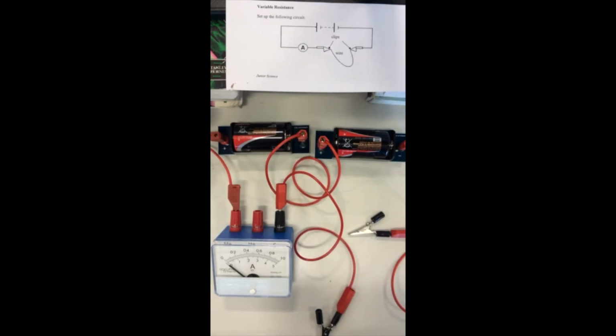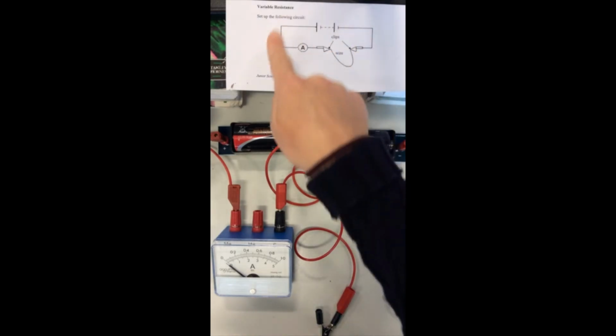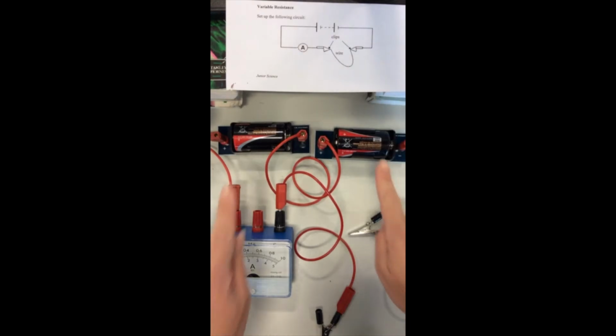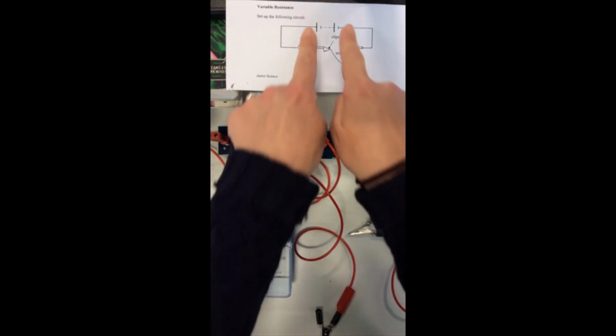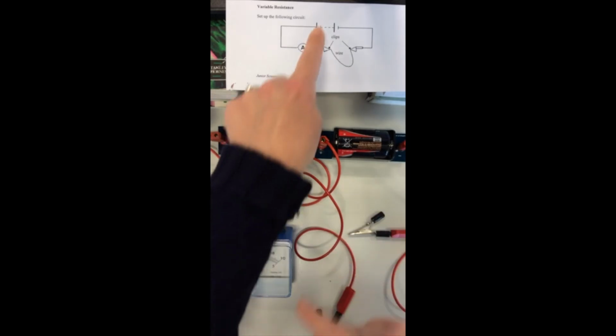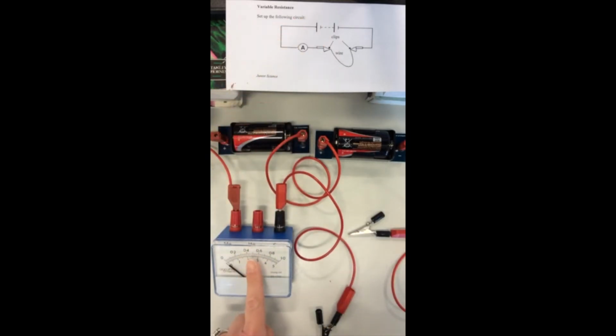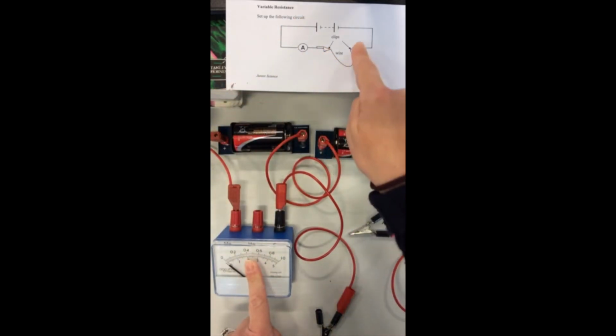Hi girls, at the bottom of page 8, you've got another circuit diagram and it's got the heading variable resistance. So you've been asked to set up this circuit. I've got it here for you. The 2 batteries, just here, and connecting round to the ammeter, which is just here. And then we've got this part of the circuit where we can insert a piece of wire.